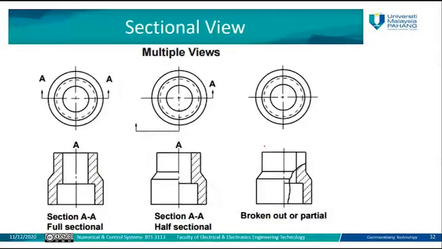The first one is the full section. That means you cut it using one plane to cut the whole object from the top to the bottom, then you represent the full object. In the second, you use two perpendicular planes. One plane will cut it horizontally, and one plane will be vertical here. So you are going to take some half of the sectional view.